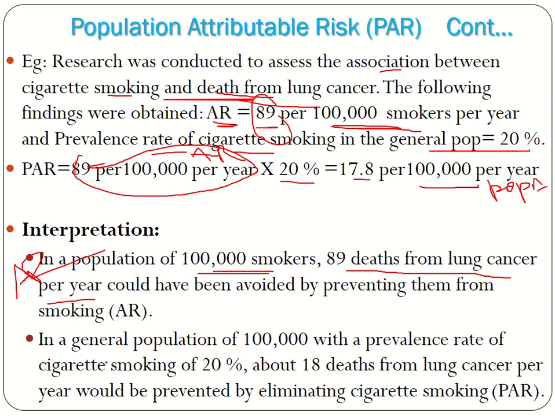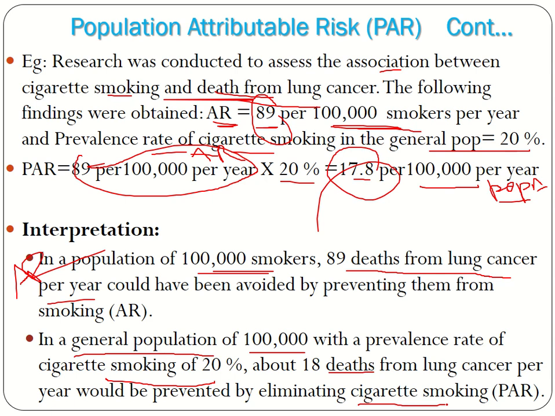So what is the PAR, the population attributable risk? Here we said it's per 100,000 smokers, where the population is the study population. In a general population of 100,000 with a prevalence rate of cigarette smoking of 20%, about 18 deaths from lung cancer per year would be prevented by eliminating cigarette smoking.